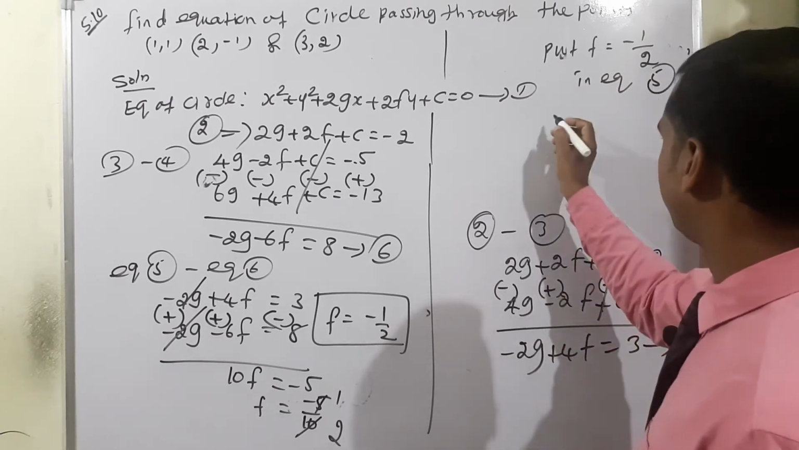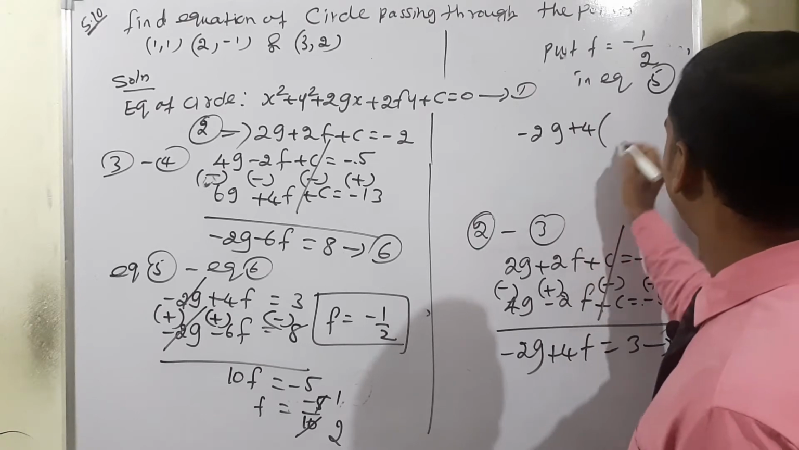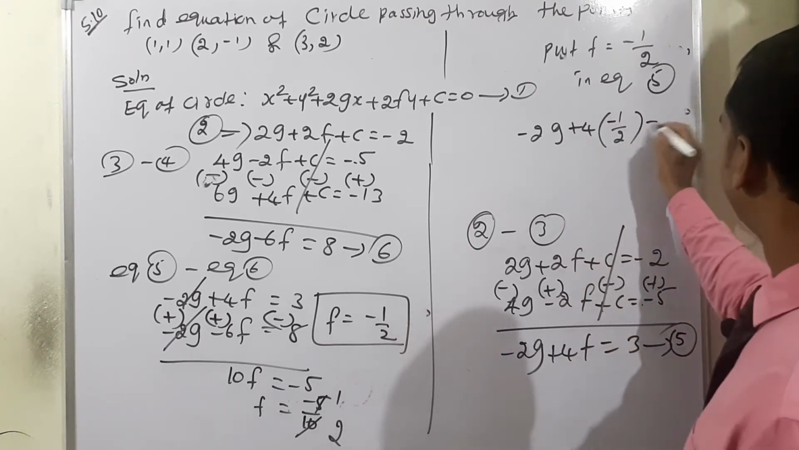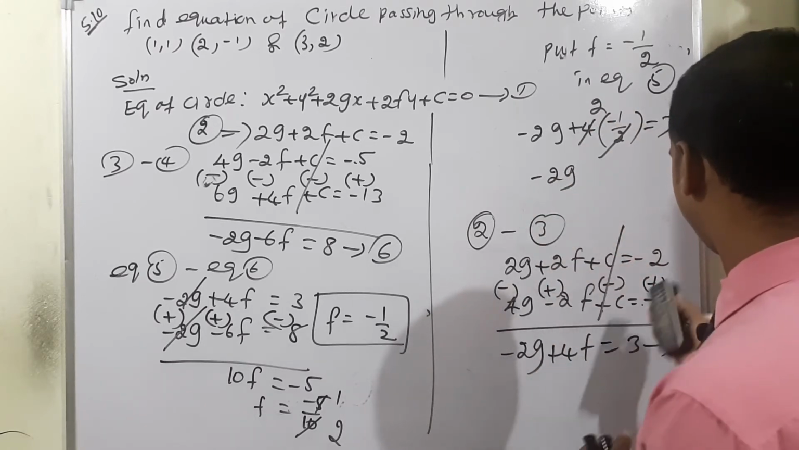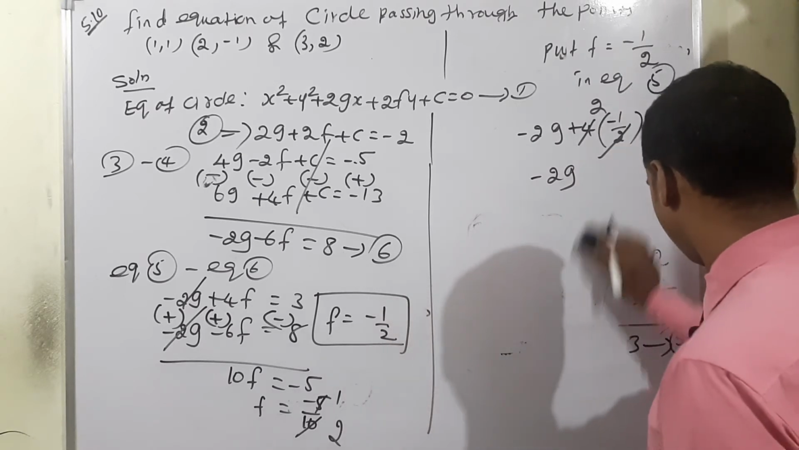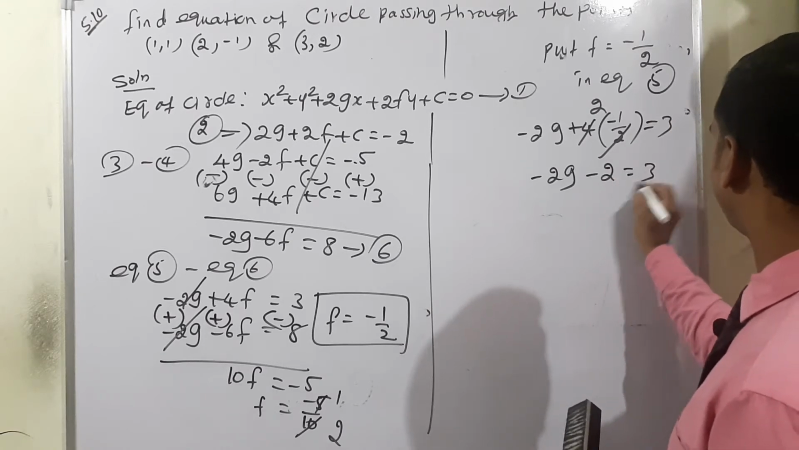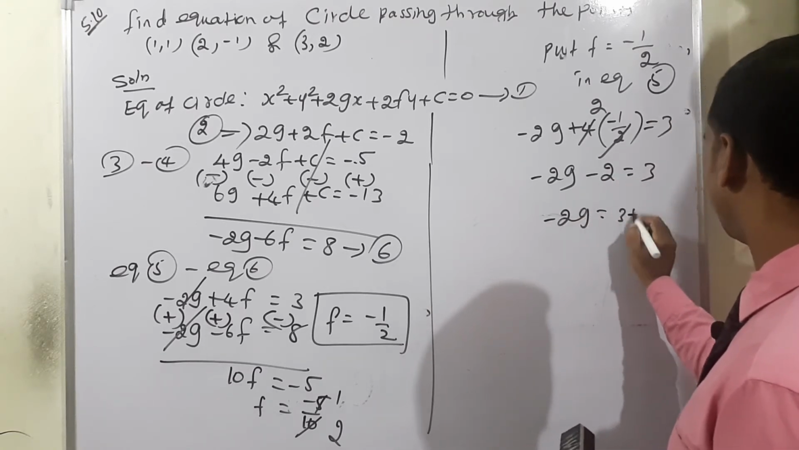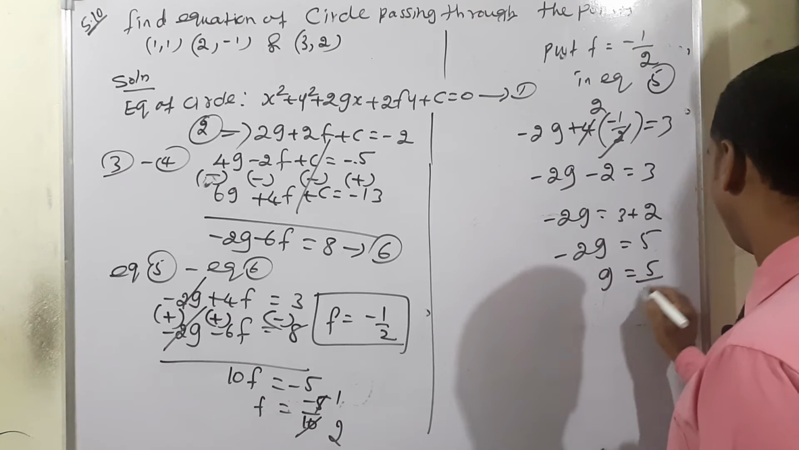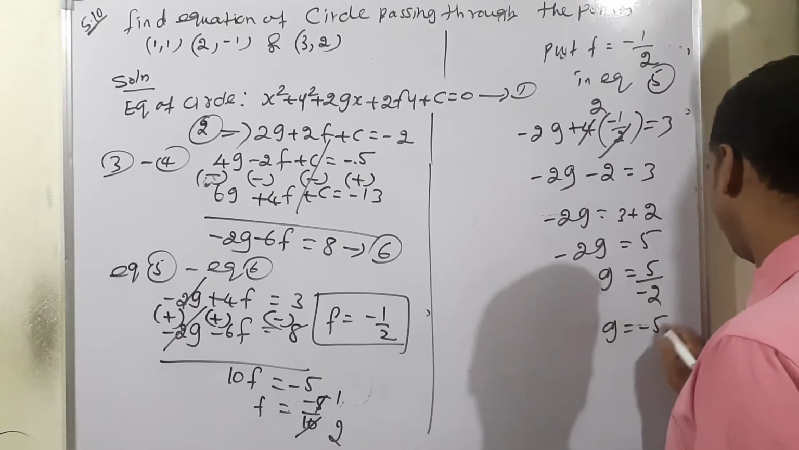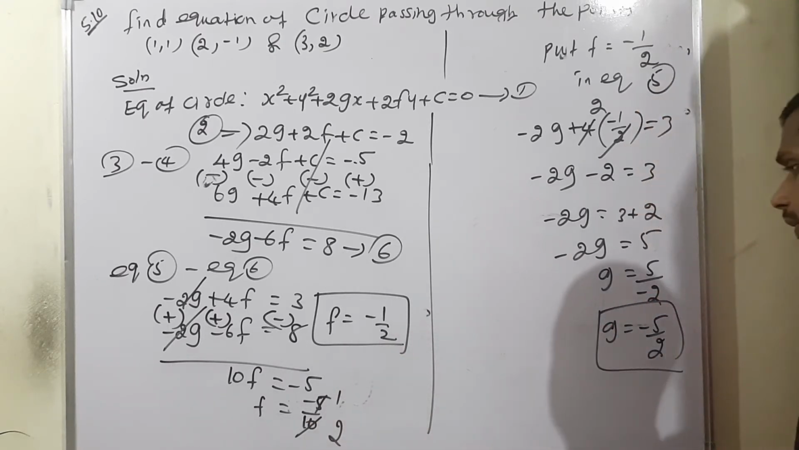What will happen in equation number 5? Minus 2g, then plus 4 into minus 1 by 2 is equal to 3. Again 2 times, therefore minus 2g minus 2 is equal to positive 3. Therefore minus 2g is equal to 3 plus 2. Therefore minus 2g is equal to 5. Therefore g is equal to 5 by minus 2. Therefore we can write it g is equal to minus 5 by 2. So f value is minus 1 by 2, g value is minus 5 by 2.